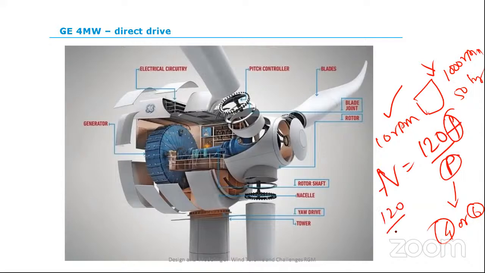For example, 120 by 6 into 50, right? 120 by 6 is 20. So 20 into 50 is equal to 1000 RPM, right? In case the number of poles is 4, that is 1500 RPM. Okay.